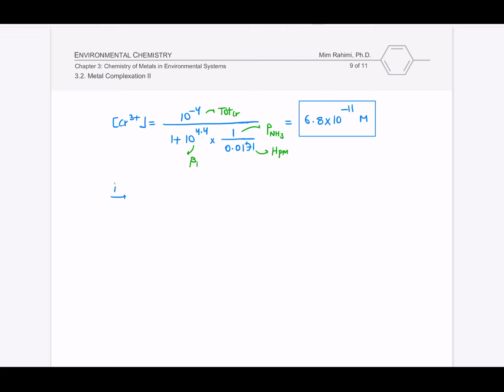So for example, into relationship 3, it gives me chromium ammonia concentration, which would be 10 to the power of 4.4, that beta times chromium 3, which is 6.8, 10 to the minus 11, times HPM, P1 divided by 0.171. This is 9.9, 10 to the minus 5 molar.